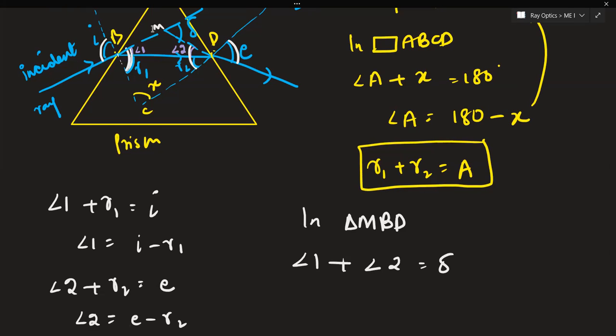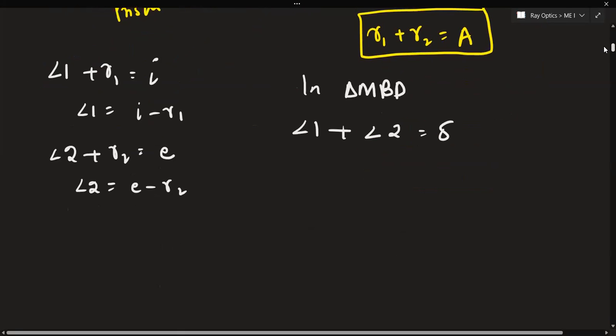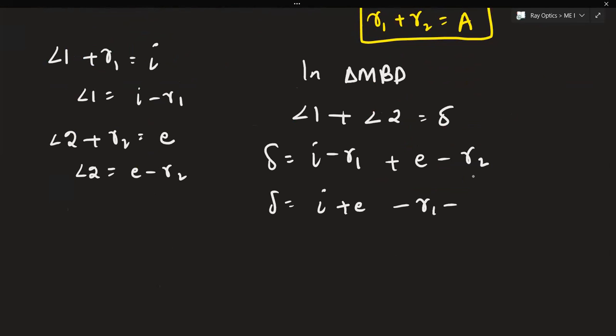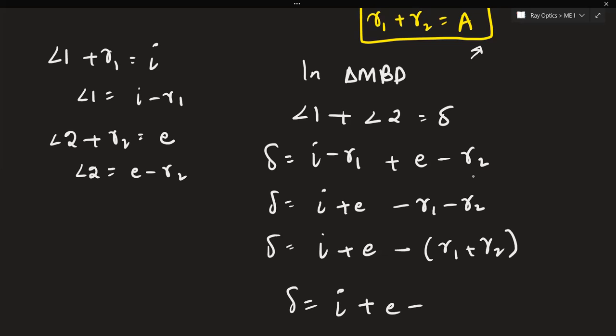So now put in the values of angle 1 and angle 2, which we have already kept aside. So your delta will be equal to I minus R1 plus E minus R2. Keep R1, R2 together: I plus E minus R1 minus R2. Take the minus sign common: I plus E minus (R1 plus R2). Just now, didn't we calculate? R1 plus R2 is equal to A. So delta is equal to I plus E minus A.